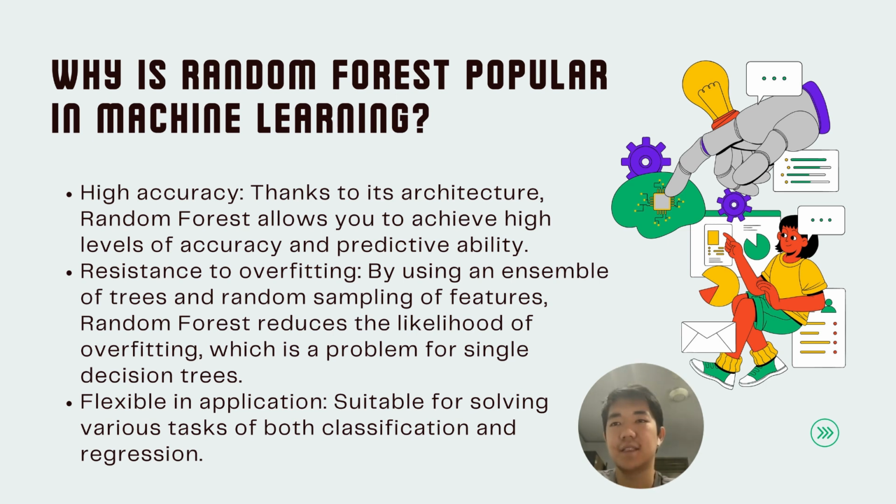The next slide: why the random forest is popular in machine learning. First of all, high accuracy. A random forest is able to achieve high levels of accuracy and predictive ability. Then, resistance to overfitting. By using an ensemble of trees and random sampling of features, random forest reduces the likelihood of overfitting, which is a problem of single decision trees. And the last one is flexibility in application, suitable for solving various tasks of both classification and regression models.